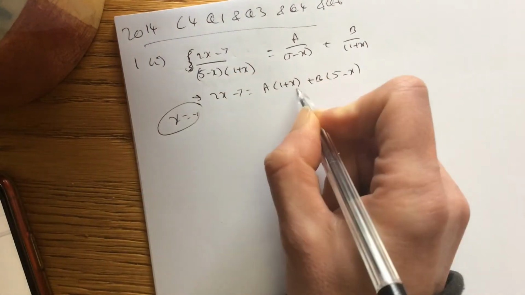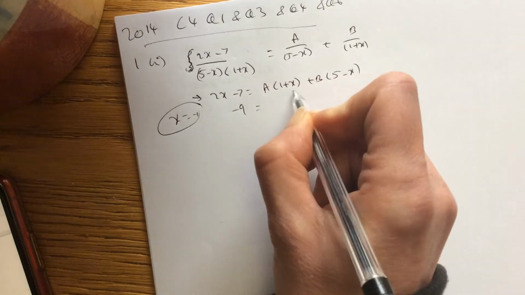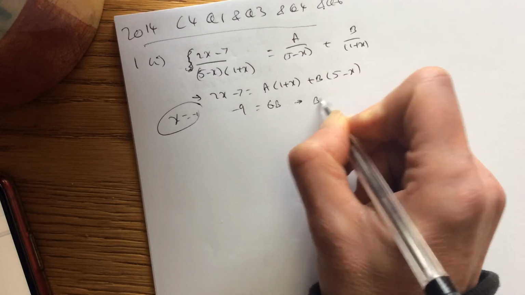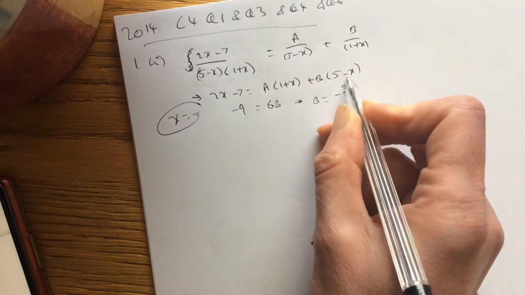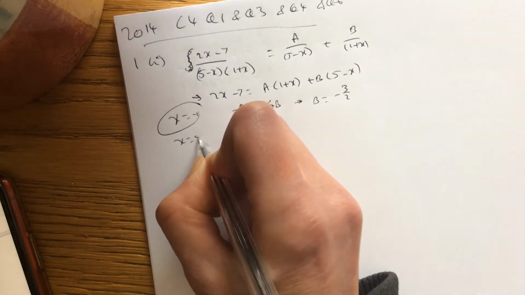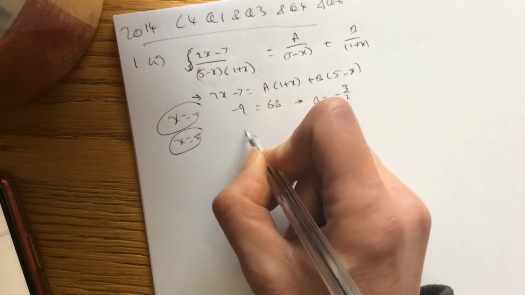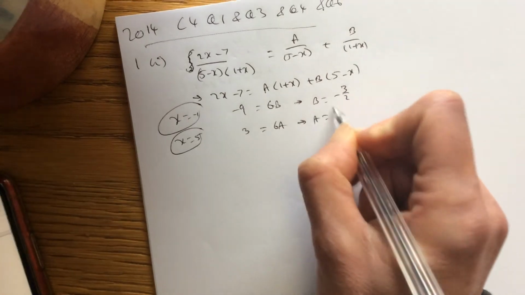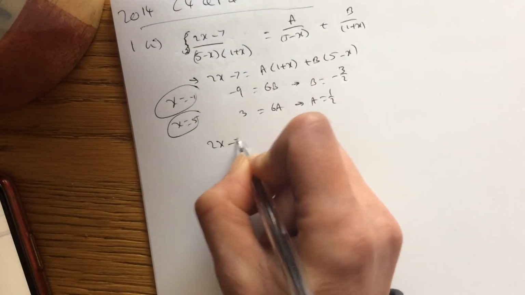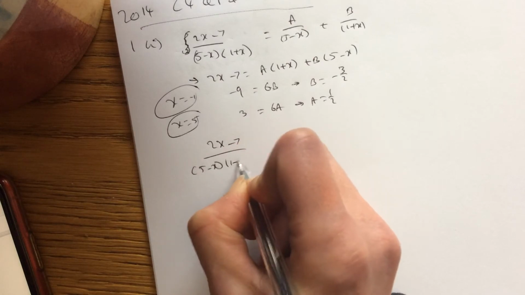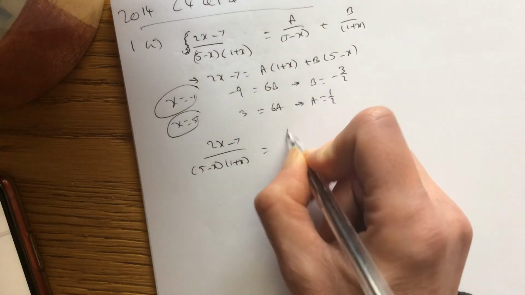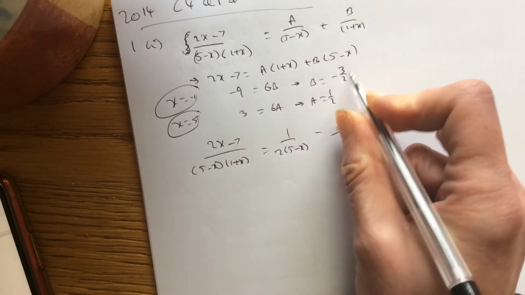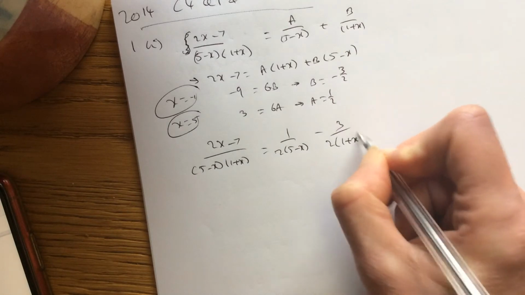Choose x to be minus 1. So it's minus 9. That one disappears. 5 minus minus 1 is 6b. So b is minus 3 over 2. Choose x to be 5 to get rid of that bracket. So 2 times 5 is 10, take away 3. 5 add 1 is 6a. So a is 3 over 6, or a is a half. So your expression is rewritten as a, which is 1 over 2, 5 minus x, plus b, which is minus 3 over 2, 1 add x.